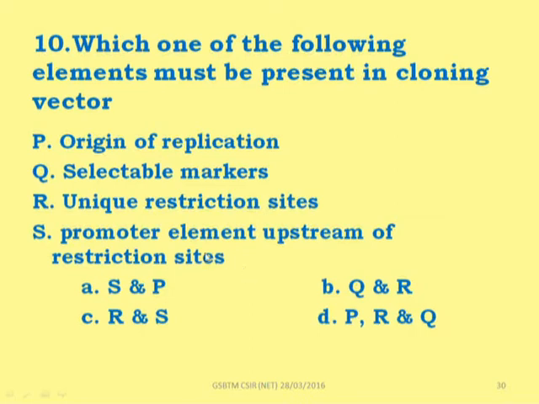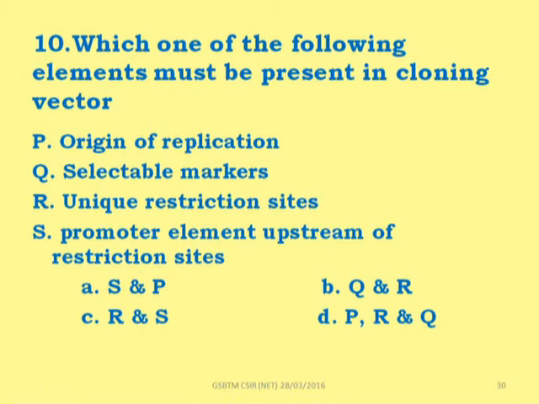This one is again a related question. Which of the following elements must be present in a cloning vector? As I just discussed, it must have an origin of replication, a selectable marker, and a restriction site. But a promoter element upstream of the restriction site is not required. If we want to clone a specific gene, the promoter element is never required, because a promoter element is required when we want to express a particular gene.